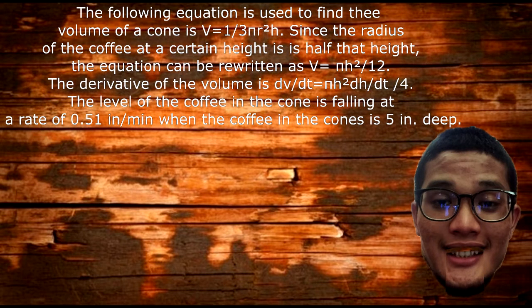The equation used to find the volume of a cone is V equals 1/3 πr²h. Since the radius of the coffee at a certain height is half the h, the equation can be written as V equals πh²/12. The derivative of the volume is dV/dt equals πh² dh/dt over 4.